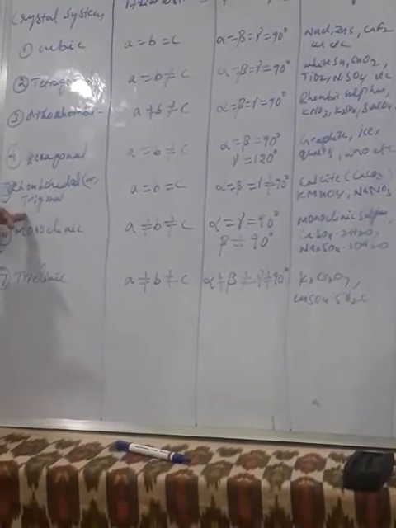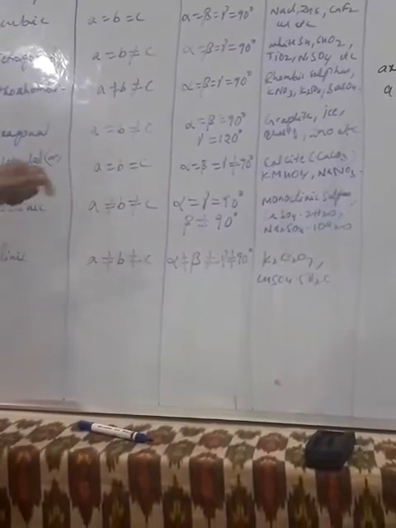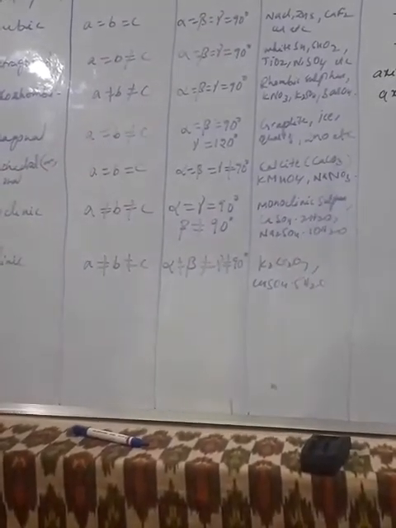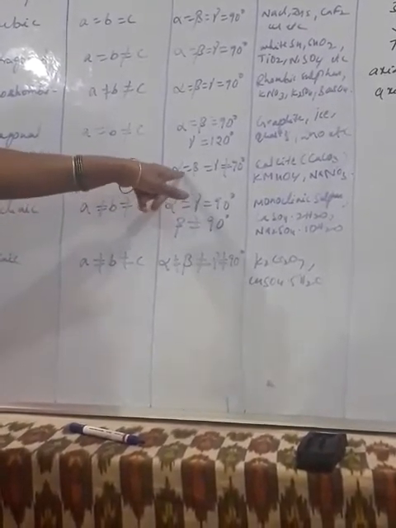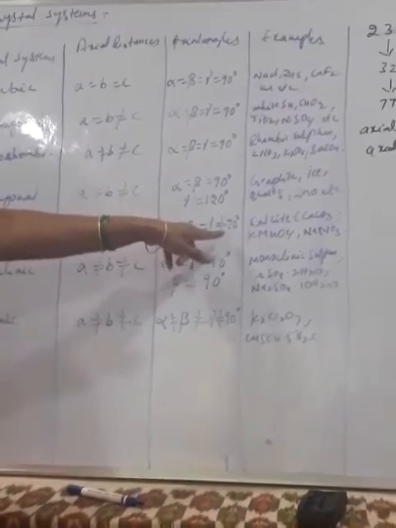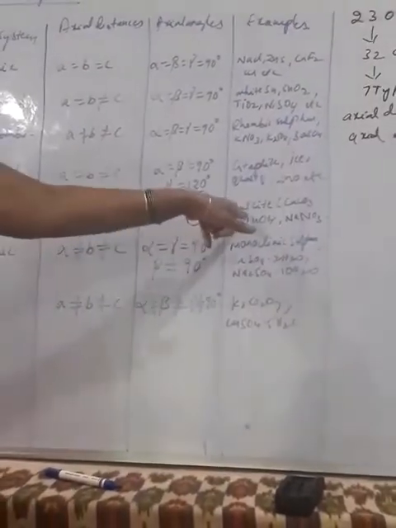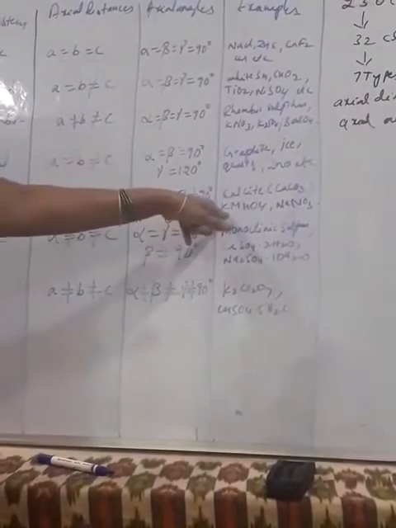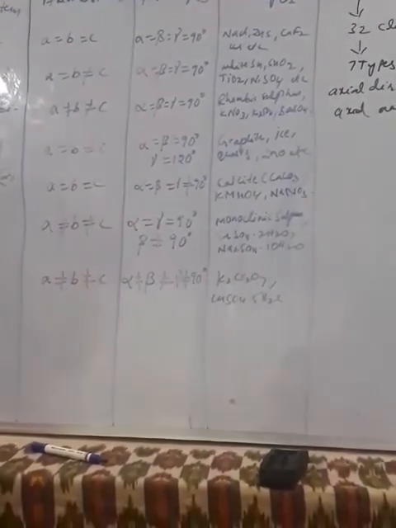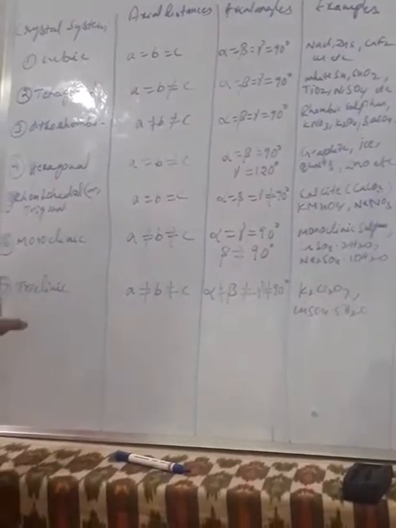Next, rhombohedral or trigonal type. Here all the distances are the same: a equal to b, b equal to c. But coming to axial angles, alpha equal to beta, beta equal to gamma, but these are not equal to 90 degrees. Some examples are calcite, calcium carbonate, potassium permanganate KMnO4, and sodium nitrate. All these come under the rhombohedral or trigonal type.